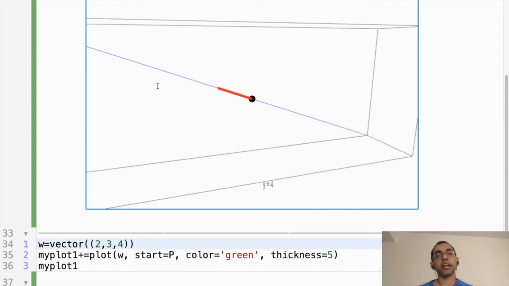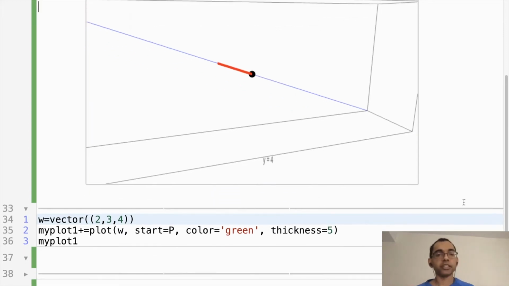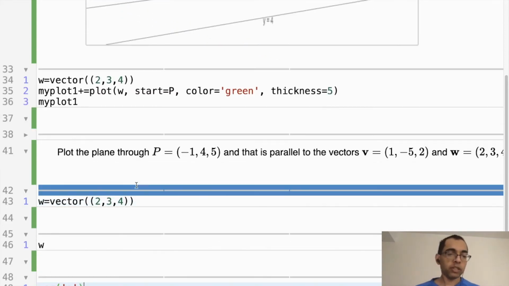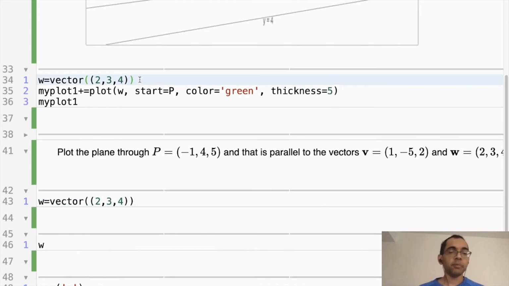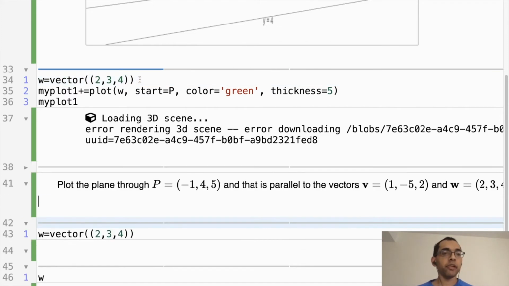So this is the line in blue. We've got the line through the point P in the direction of this vector v. Alright, so that answers that question. Now what I want to do is add another vector because I want to talk about plotting the graph of a plane, or plotting a plane through a given point and parallel to two given vectors. So let's introduce another vector w.